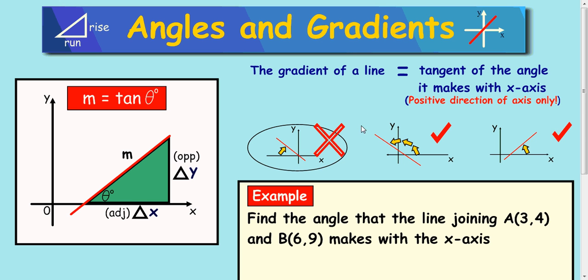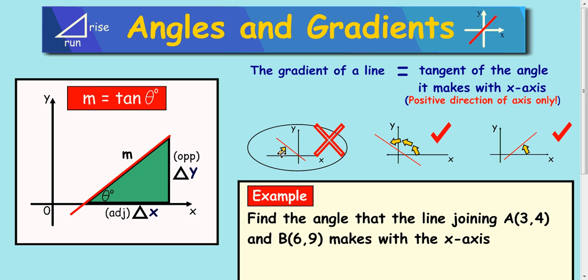A wee point to make is from these diagrams here, the angle that we can find out is only from the positive direction of the x-axis. It doesn't calculate the other side. You would have to subtract from 180 to get that angle.